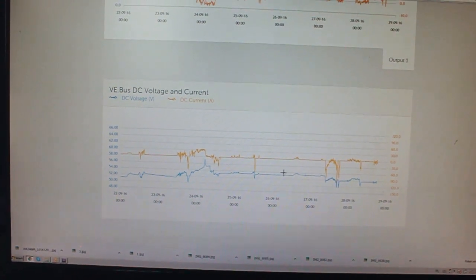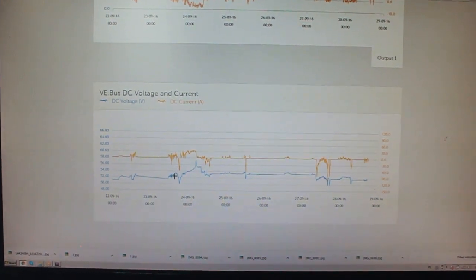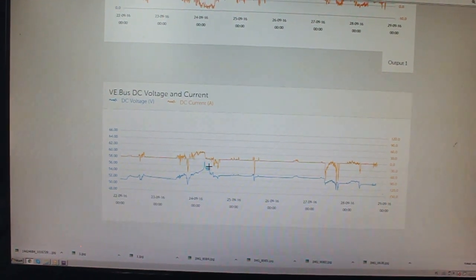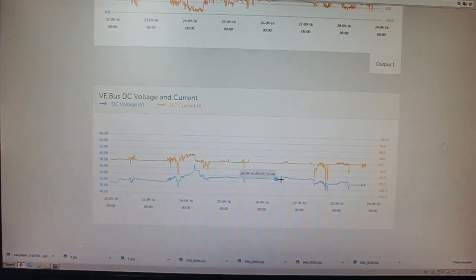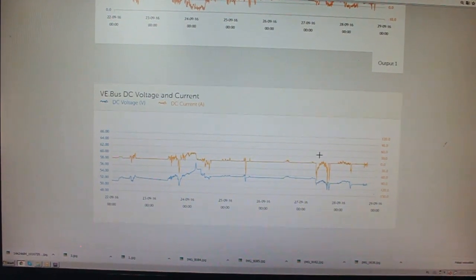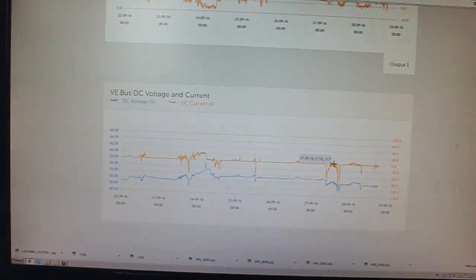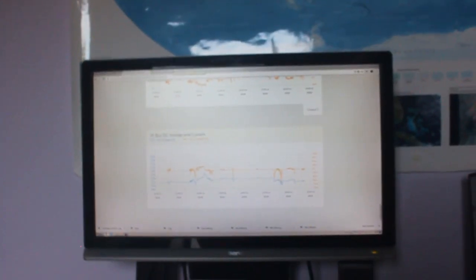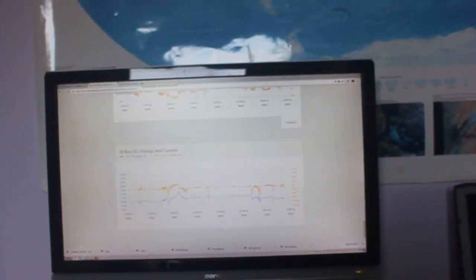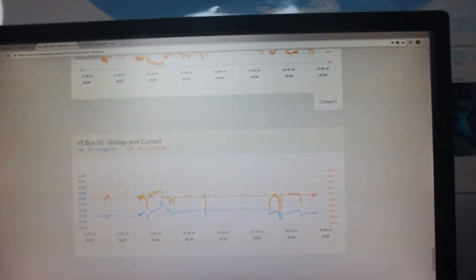This is a very cool graph showing DC voltage and current. DC voltage rising up to 56.32, and discharging current. Well, that's it. So the solution is to add more PV, maybe more wind. Right now this system doesn't give much fun, because simply speaking there is not enough extra energy to charge the batteries.